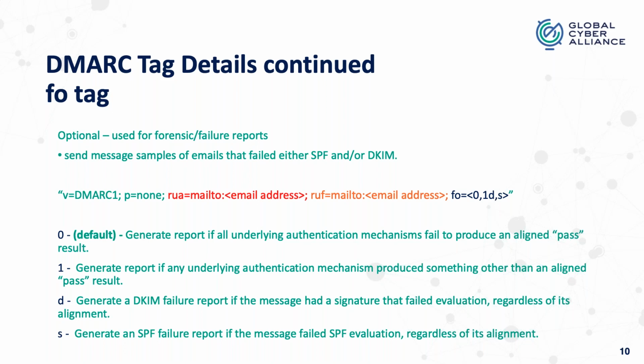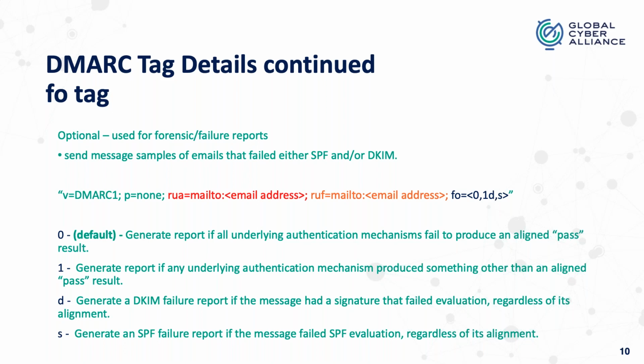The reason for that is that the FO tag is basically to say what triggers those failure reports. So what's the mechanism that's going to trigger the sending of those reports? Your options are 0, 1, D, and S. The default is 0. So if you do not put in FO equals, it's always going to use FO equals 0. At 0, it's going to generate a report if all underlying authentication mechanisms fail to produce an aligned pass result.